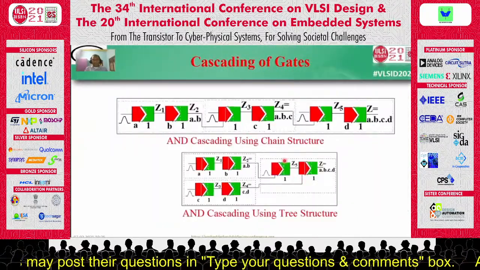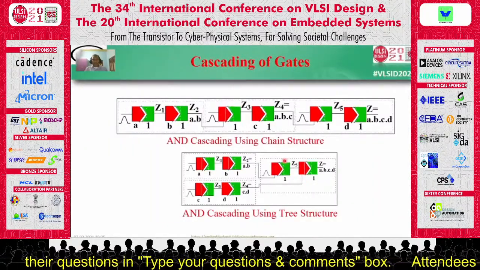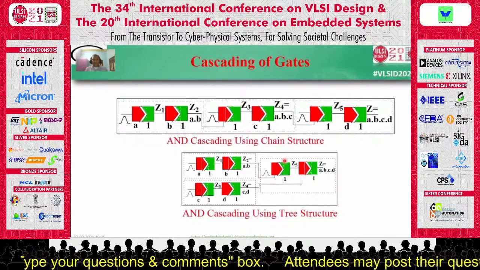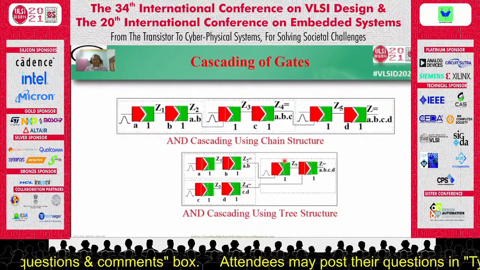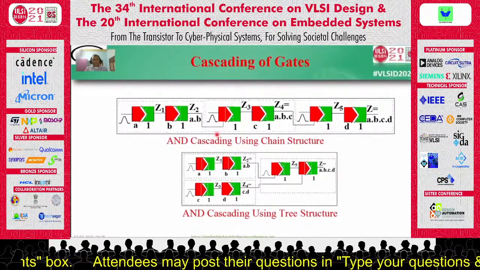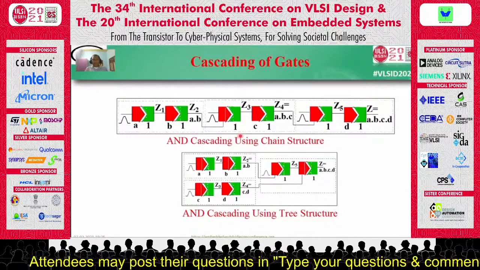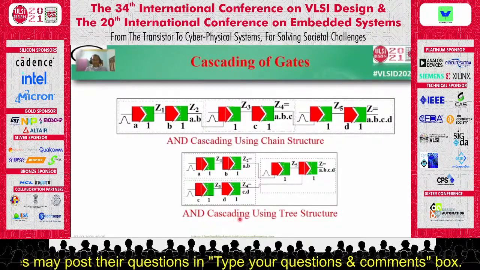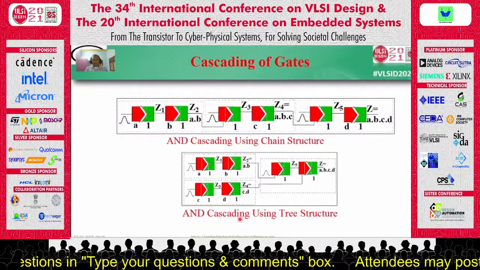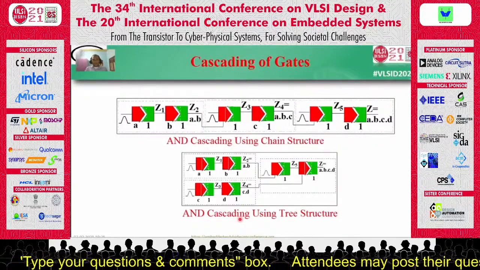Now we discuss the cascading of gates. For the implementation of large circuits, cascading of gates is required. Here we show just the cascading of AND gates, and the cascading is done in two different ways. The first one is known as the chain structure, and the second one is known as the tree structure. But our consideration will be the reduction of the switching activity.